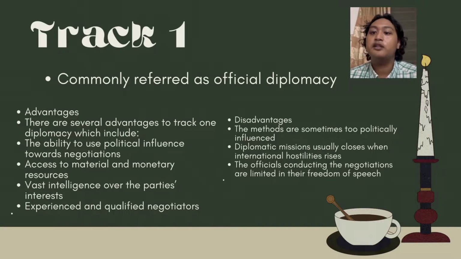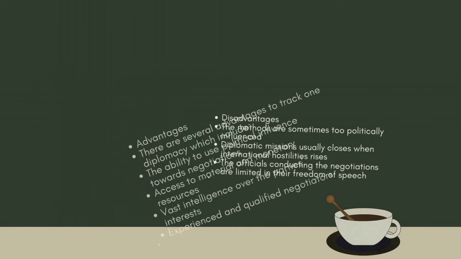There are several advantages to track 1 diplomacy, which include the ability to use political influence towards negotiations, access to material and monetary resources, vast intelligence over the parties' interests, and experienced and qualified negotiators. Also, there are downsides to track 1 diplomacy, which are the methods used sometimes to politically influence, the diplomatic missions usually close when international hostilities rise, and the officials conducting the negotiations are limited in their freedom of speech.